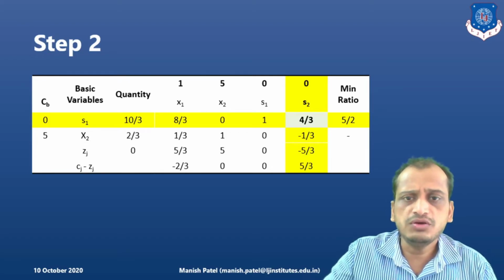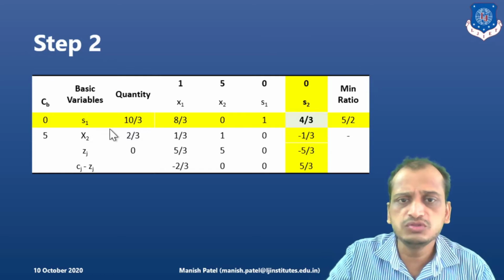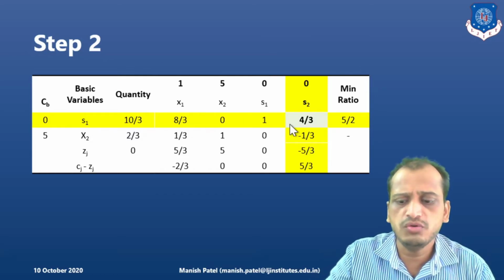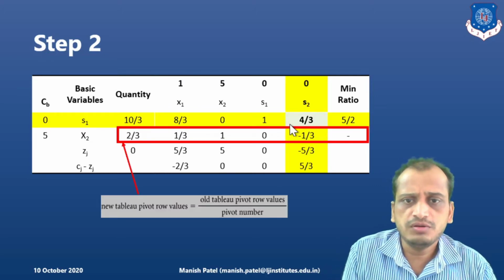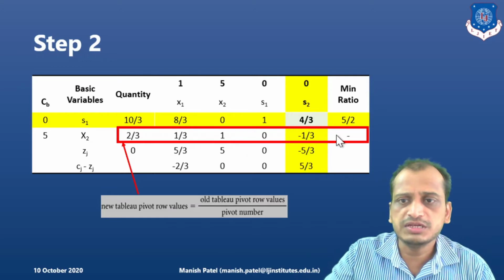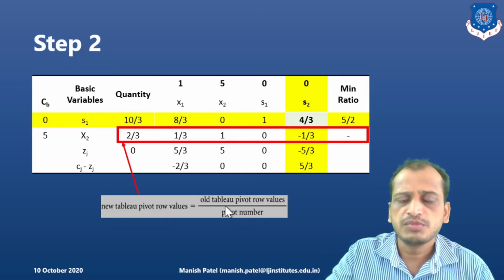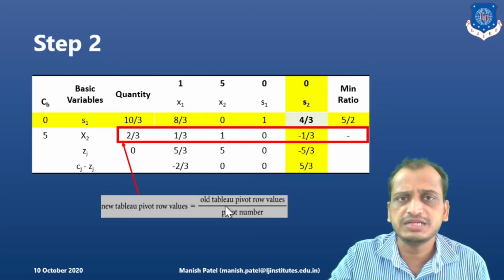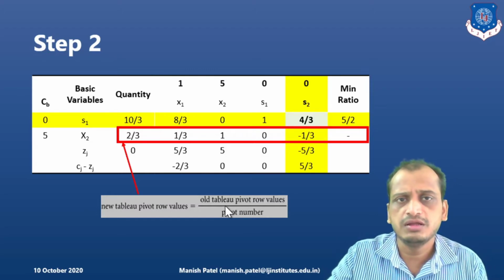Now how do we calculate the new values? These are all the new values of the rows, first row and second row. So how do we calculate that? First of all, the new values of the pivot row, this is the pivot row from the previous table. So how do we calculate these new values? Based on this formula, which we have already discussed in the previous lecture. Please refer to the simplex method lecture for further details.